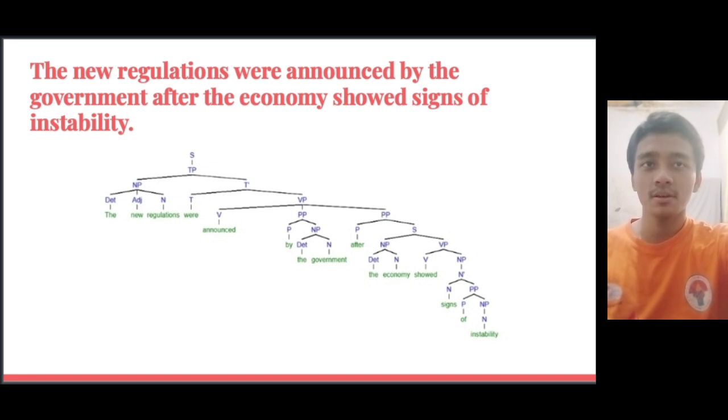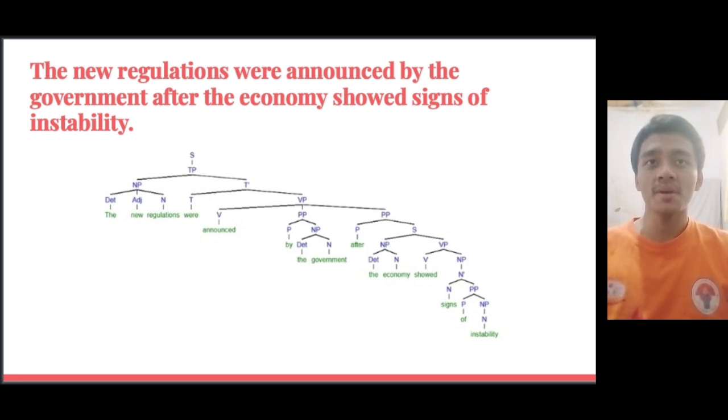Prepositional phrase, by the government, modifies the verb announced, indicating the agent. Preposition, by, introduces the agent. Noun phrase, the government, the object of the preposition by. Determiner, the, specifies the noun government. Government, the head noun of this noun phrase.